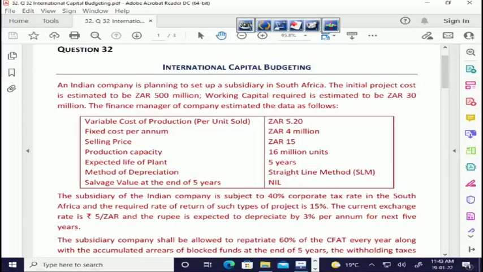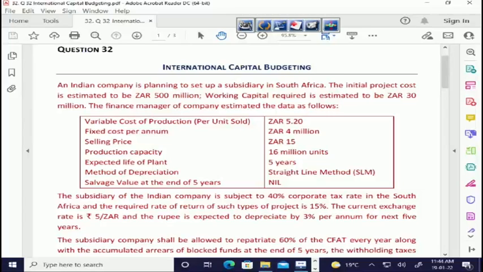Variable cost of production per unit 5.2, fixed cost 4 million, selling price 15. So contribution is 15 minus 5.2, 9.8. Production capacity is 16 million. So 16 million into 9.8, that is 156.8 is the contribution. Less fixed cost 4 million. That gives 152.8, EBITDA sort of 152.8.